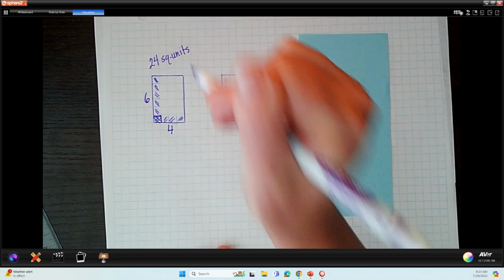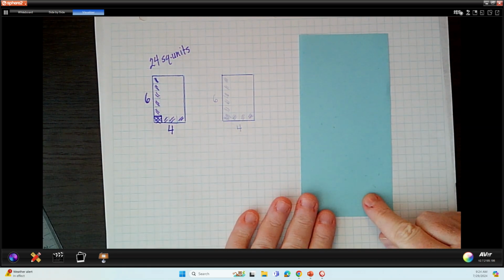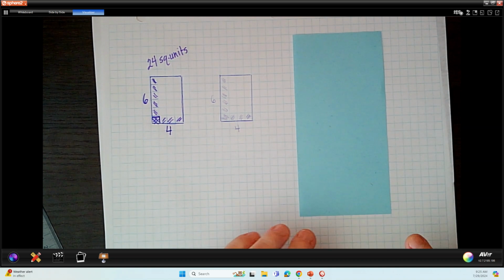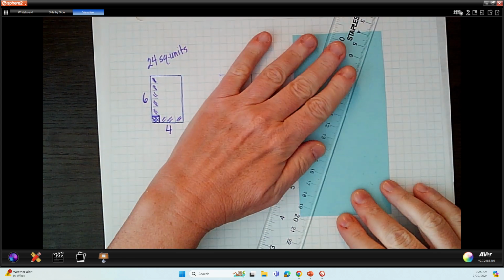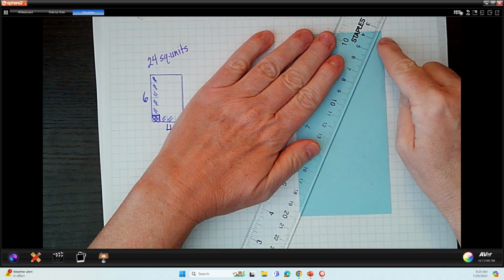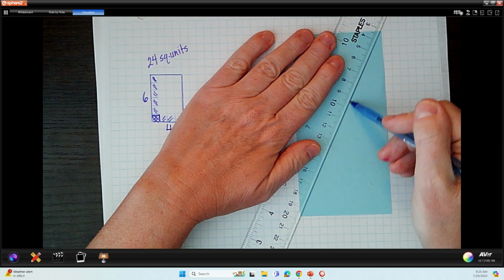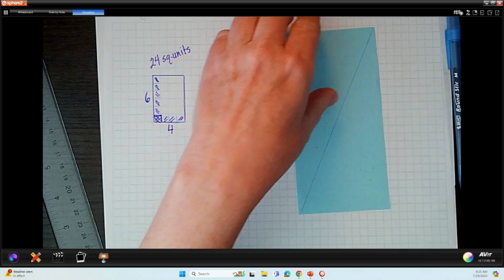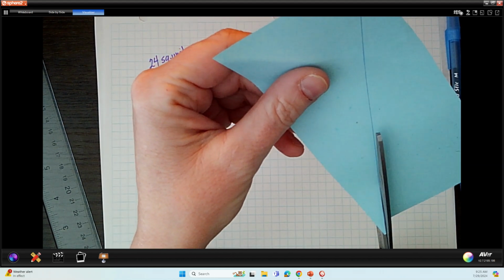Okay. Now, just like we learned in the video with the square, our rectangles also create triangles when we cut them in half. So if I take a ruler and go from corner to corner, I'm going to draw a diagonal. I'm going to line up corner to corner and draw a diagonal line here with my pen. Okay, and then I'm going to cut carefully from corner to corner.